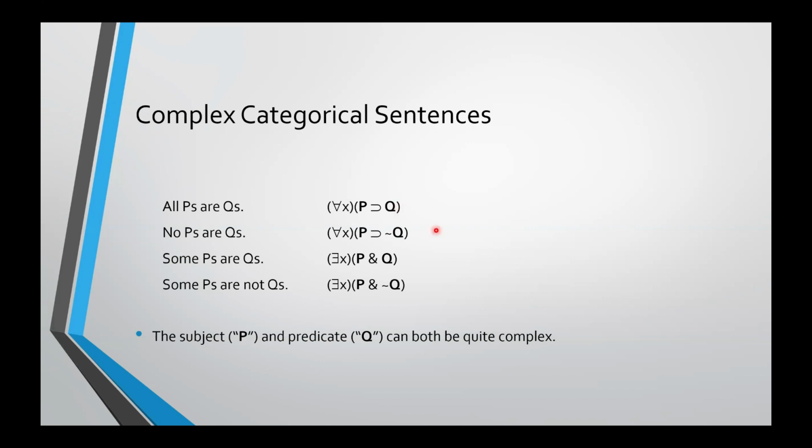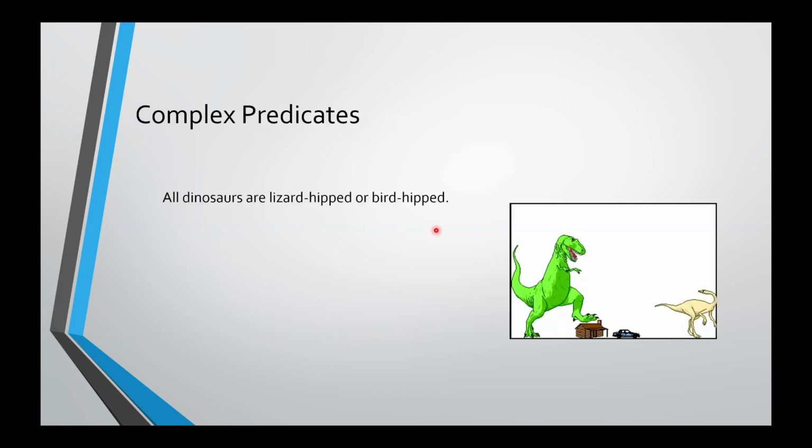These don't have to be single predicates in the sense in which the term predicate is used in PL. These can both be quite complex, and a lot of complex sentences in English can be understood as complex categorical sentences. So take, for example, all dinosaurs are lizard-hipped or bird-hipped. Your first stab at symbolizing this might be something like this. But this is not the right way to do it.